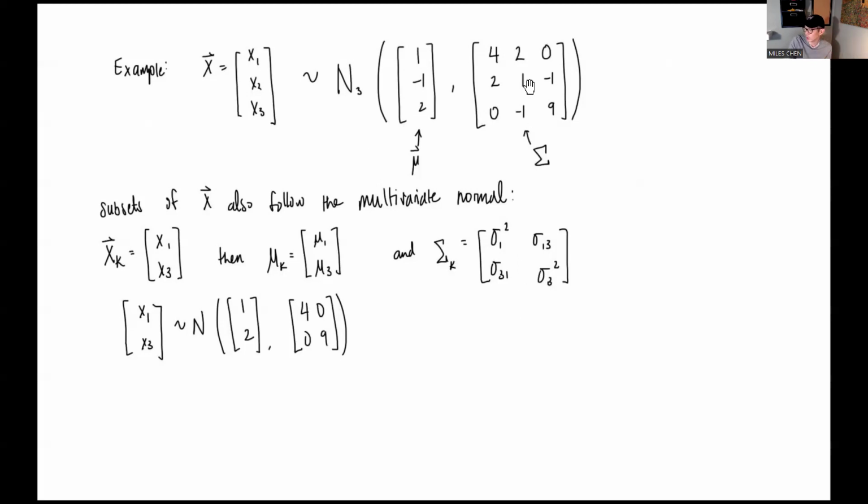You can take any other subset of the variance matrix as well to get all of these things.